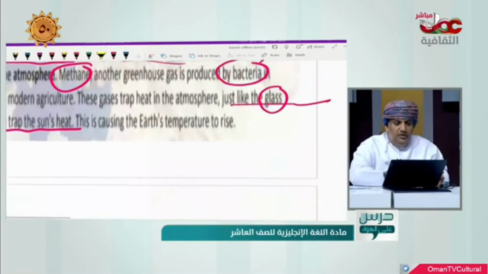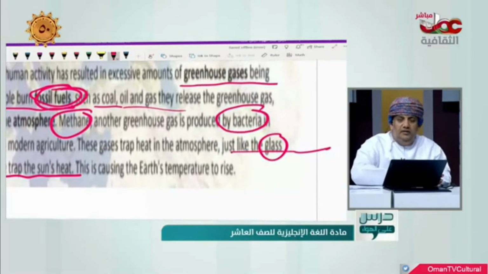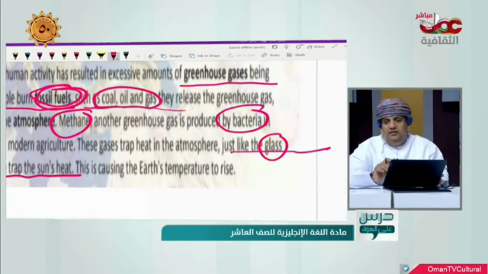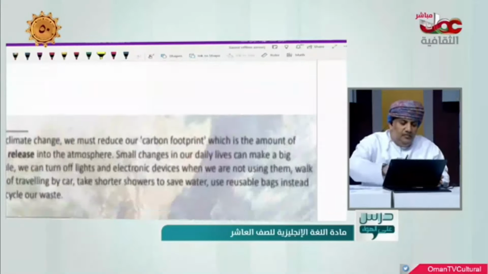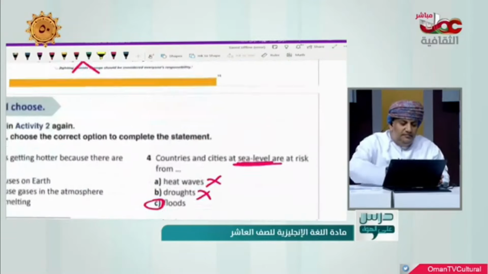Paragraph number 2, yes. The word fossil fuel here. When people burn fossil fuels such as coal, oil and gas. So these are the three types of fossil fuels. So let's go back to the question again.